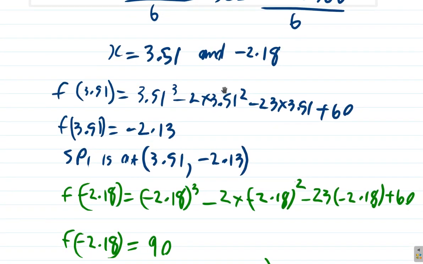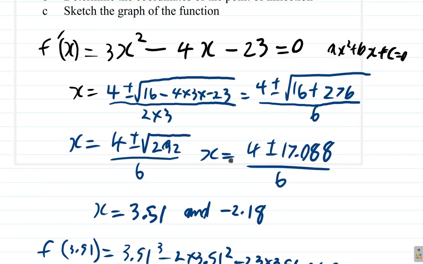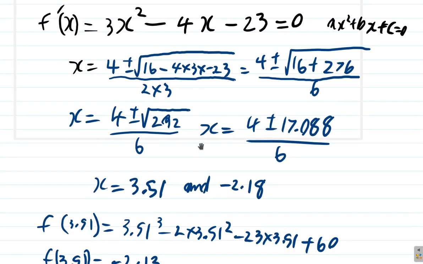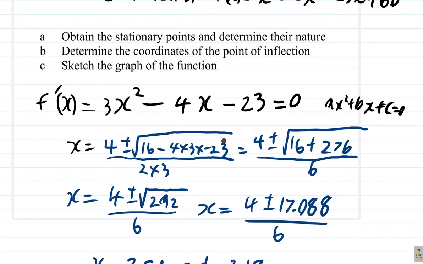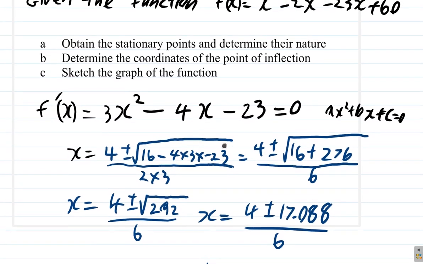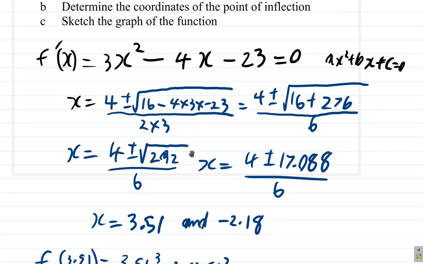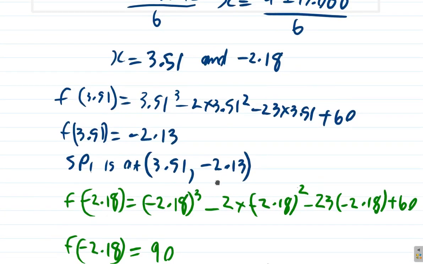Now, the nature of the stationary points, we're going to find the nature of the stationary point. So we're going to find the second derivative. If the second derivative gives us a positive value, then it's a minimum point. If the second derivative gives us a negative value, it's a maximum point. But let us see how it goes.